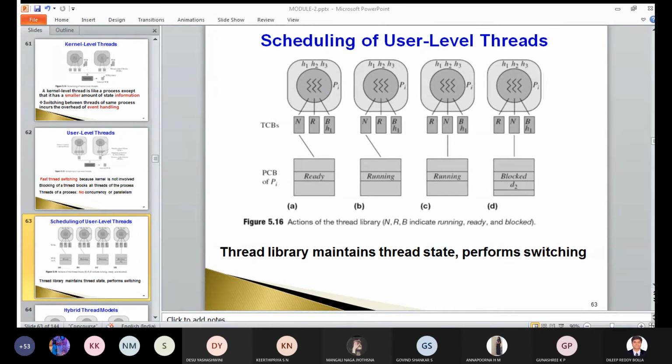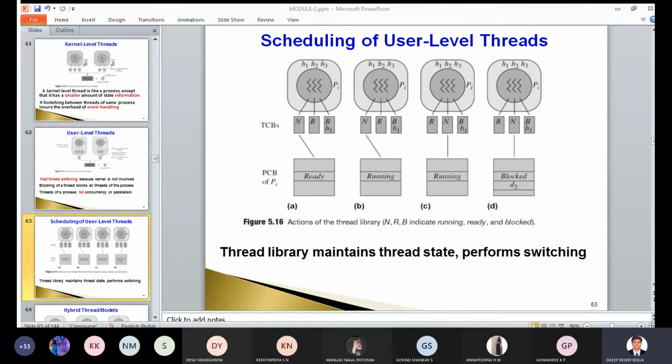Now, this thread H1 will resume its operation when process PI is scheduled next. Whenever it is scheduled next, it is going to resume its operation. For example, this H will have its TCBs and it will have its PCBs. Thread control blocks it will have. It will also have process control blocks. Corresponding to the thread control block, the process control block is mapped.